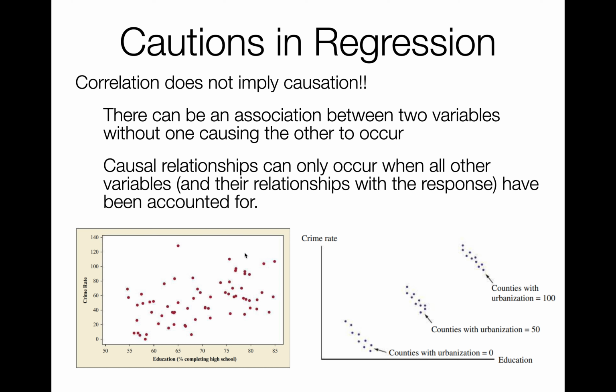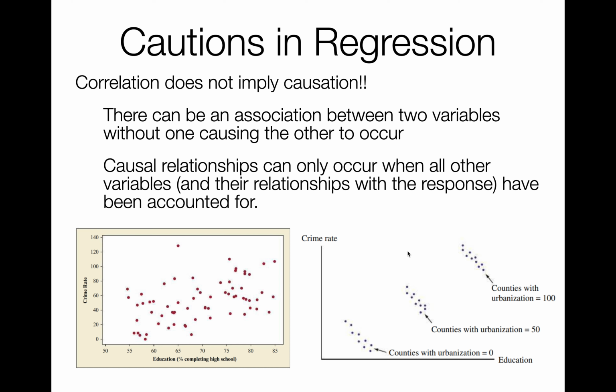So on the left, there's this positive relationship, okay, between education and crime rate, which is not intuitive. But if you take into account urbanization, you'll see that there is a negative relationship between education and crime rate, which is what we would see, or what we would expect, okay?